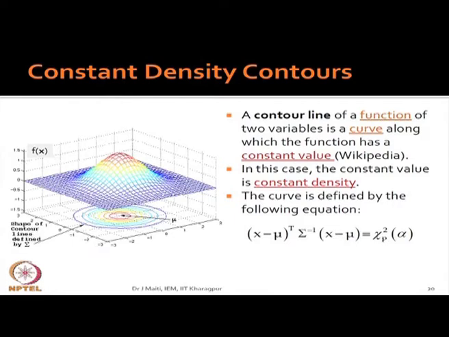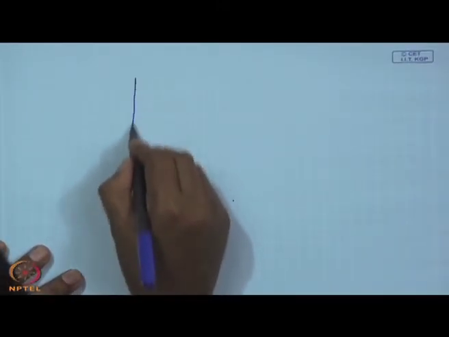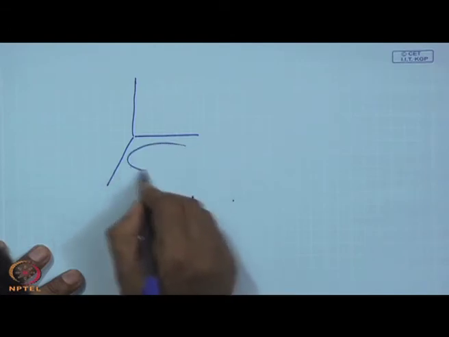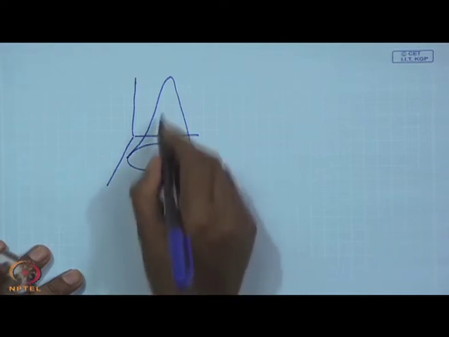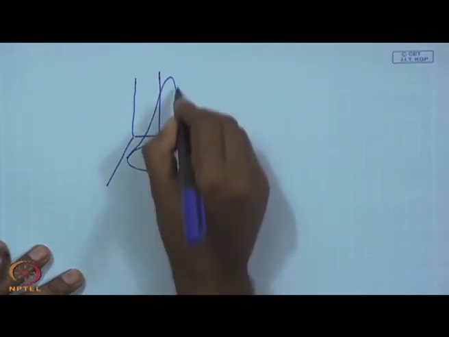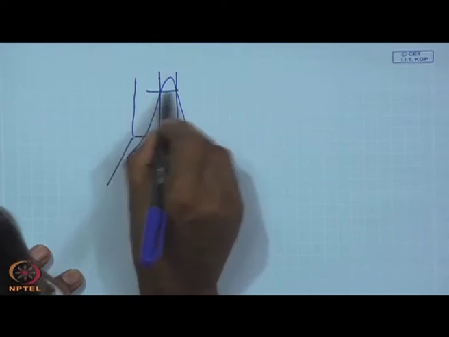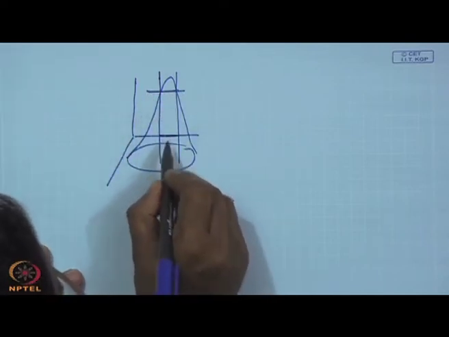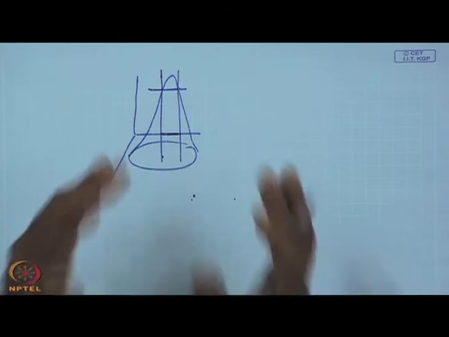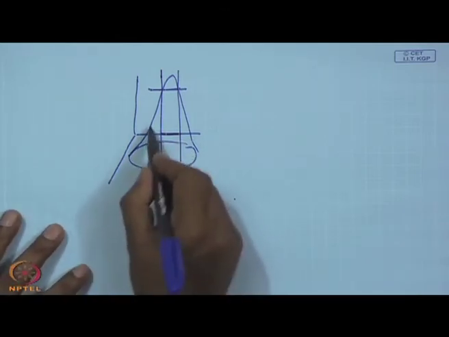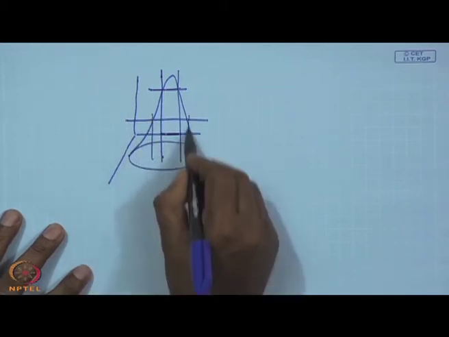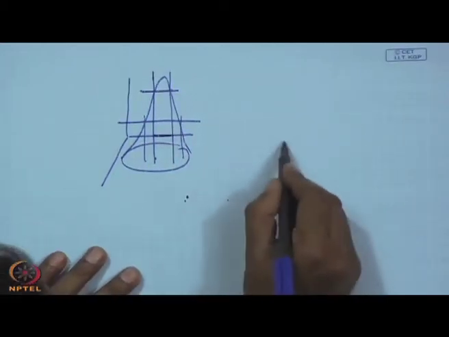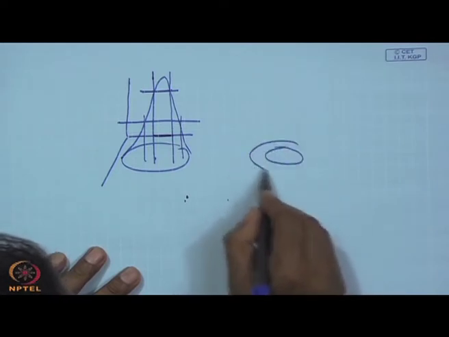What does it mean? Suppose your case is like this. This is the case. Now, if you take this as your cross section here, then what portion are you considering? You are considering a smaller portion. If you take a cross section here, you are considering a bigger portion. So, as a result, your ellipse is becoming like this.